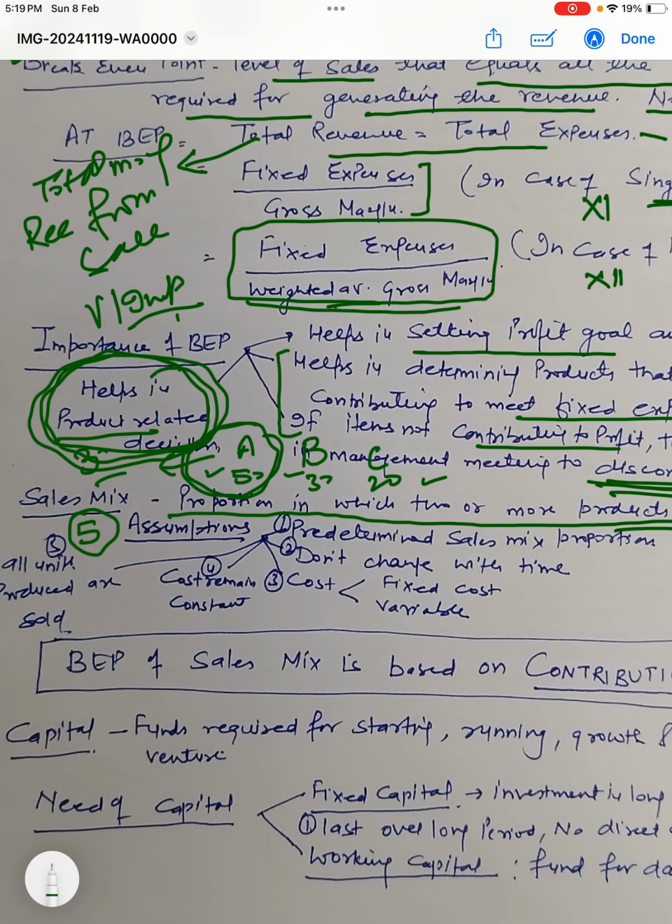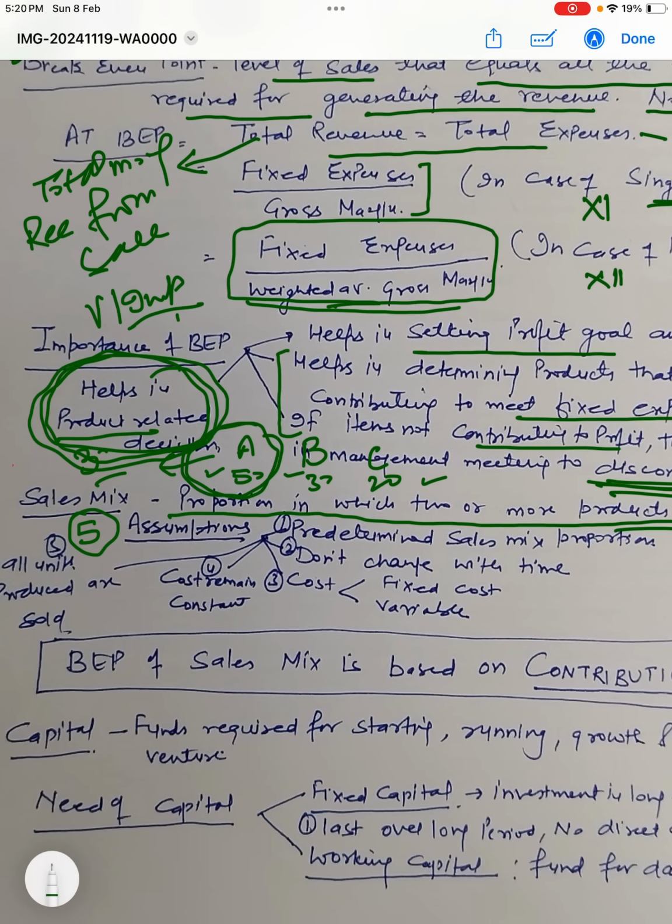Second assumption, whatever ratio you have decided will not change, so sales mix does not change with time. Third assumption, the cost is divided into two parts, one is fixed cost, other is variable cost. Fourth assumption, the fixed cost and variable cost do not change; they remain constant.